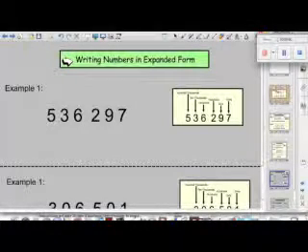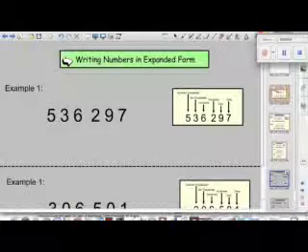In this video, we're going to review moving from standard form notation into expanded form notation. Now, when we write a number in expanded form, what we're doing is we're taking the number apart and we're recording the values for each of the place value digits as a separate number and connecting them together with addition signs.